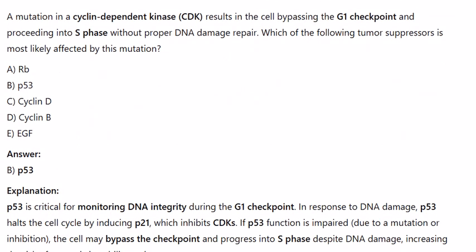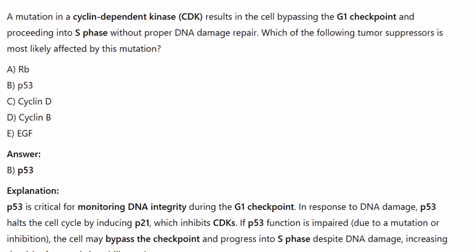Question 5. A mutation in a cyclin-dependent kinase, CDK, results in the cell bypassing the G1 checkpoint and proceeding into S phase without proper DNA damage repair. Which of the following tumor suppressors is most likely affected by this mutation? A. RB, B. P53, C. Cyclin B, D. EGF. Answer. B. P53.